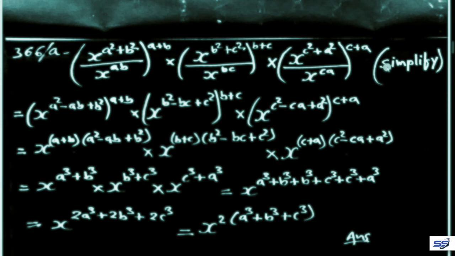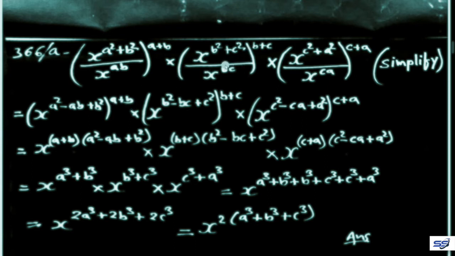Simplify means make this a little bit simpler. Here x power a square minus ab plus b square whole power a plus b. Now the power of x power ab, here this is upon, so if the power is inverted, the sign shall also be changed. Here it becomes minus ab. So it becomes x power a square minus ab, coming from the bottom, this power ab plus b square, same, and whole power a plus b.